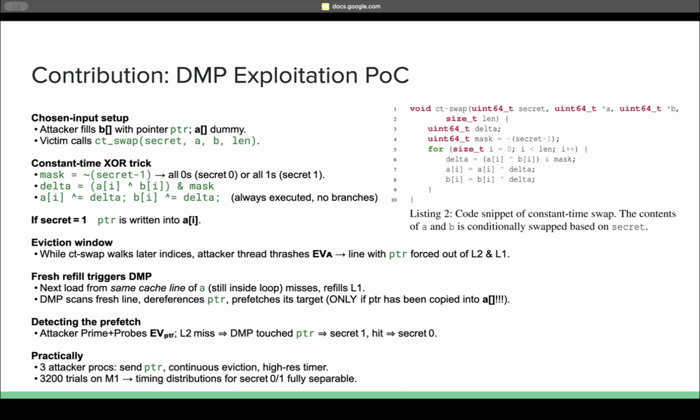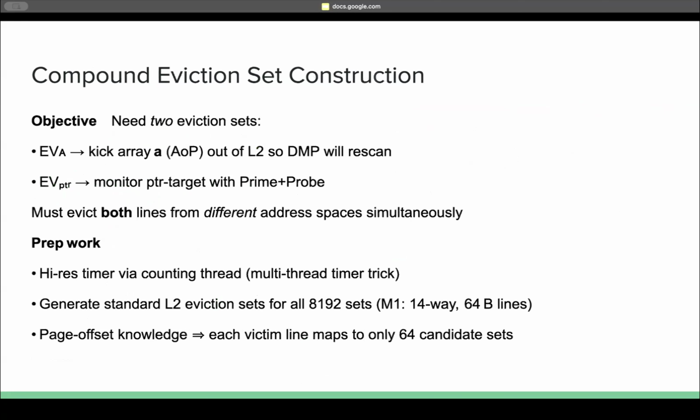Yeah, so actually I'll go more into the attack after this, but what they need, first of all, from the attacker is that they need to know how to evict the A array. They also need to know how to monitor the data that the pointer points to. So they need to evict both of these lines from the victim's address space, from the attacker.